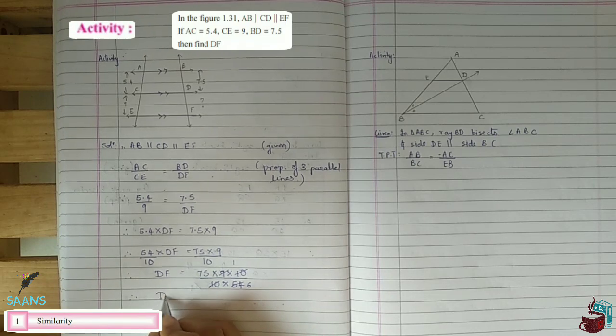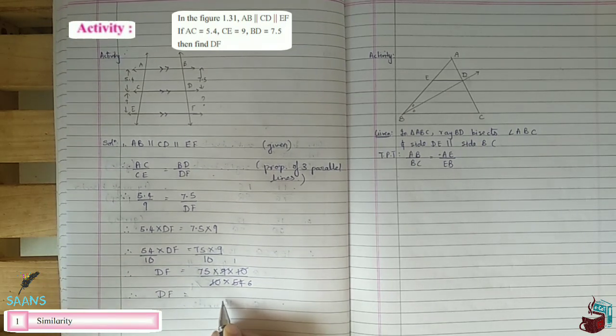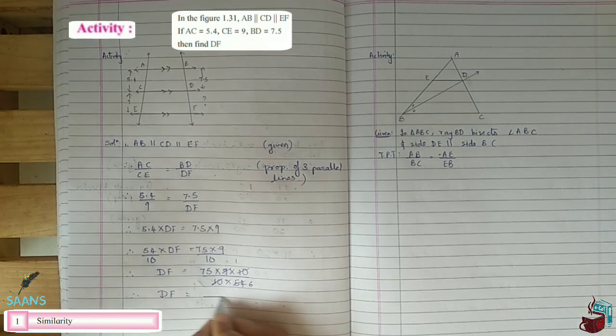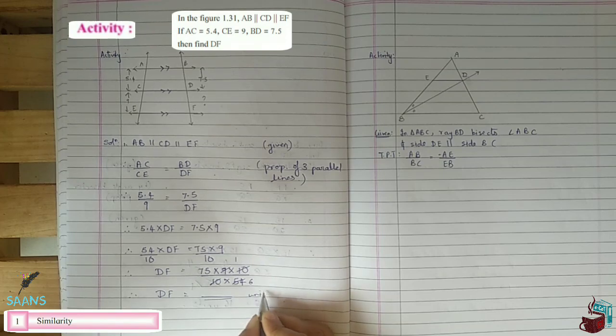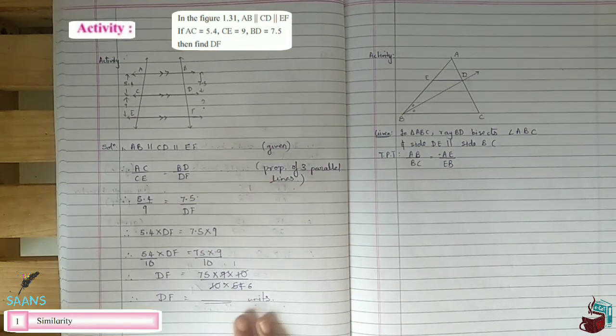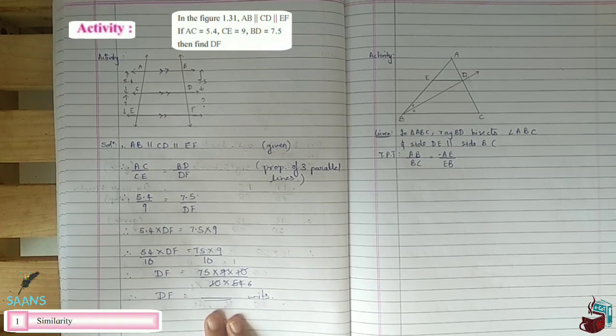Now if you divide, DF will come in decimals. Okay, your DF will come in decimals, so that many units. I want you to put the answer in the comment section. Everything I did for you, put the answer in the comment section.